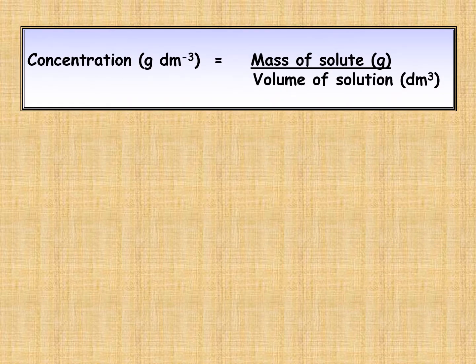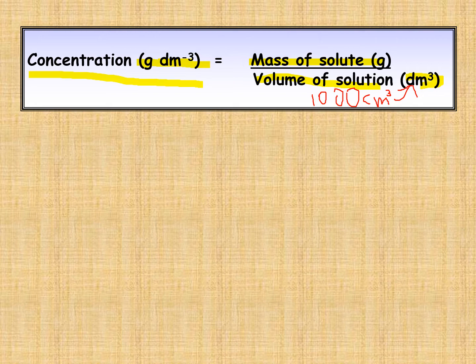Okay, so we have three formulas here. The first one, when you calculate the concentration in gram per dm cube, for me, you just follow the formula. We have grams, which is the mass of the solute, and dm cube, which is volume of the solution. 1 dm cube actually equals 1000 centimeter cube. So if you have centimeter cube in your questions, convert it first into decimeter cube.